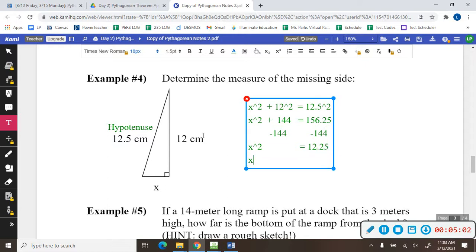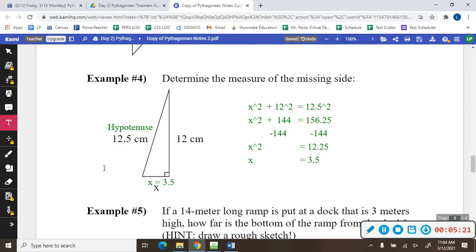I take the square root of both sides. The square root of 12.25 is 3.5. So I could say x equals 3.5.